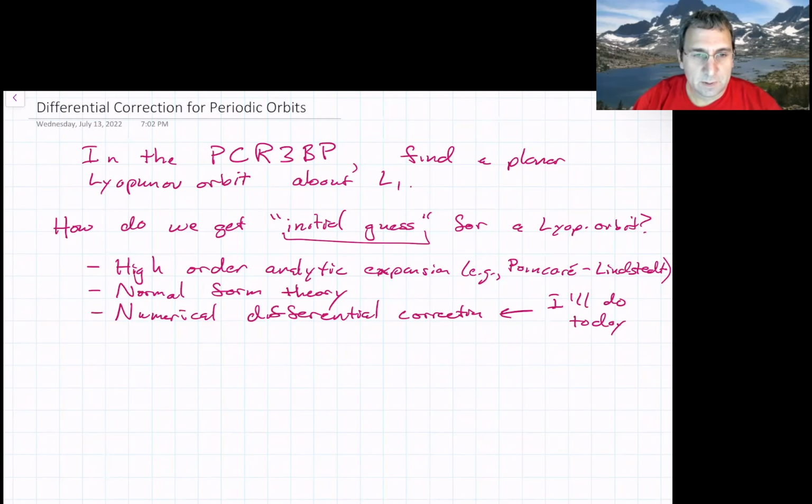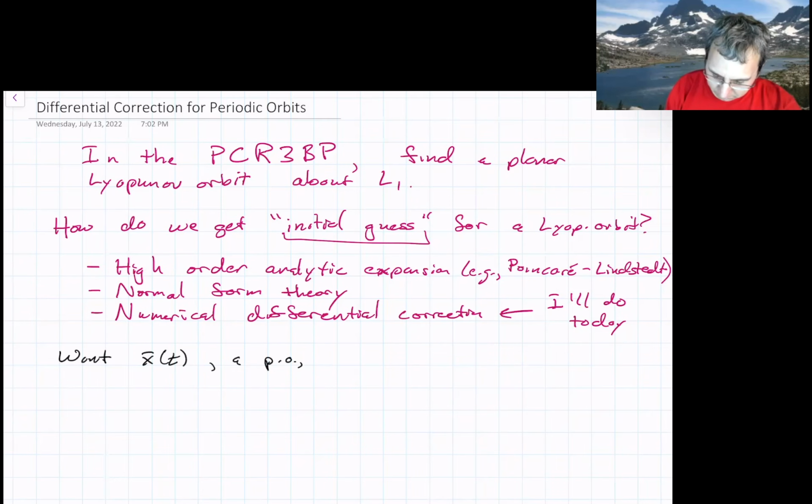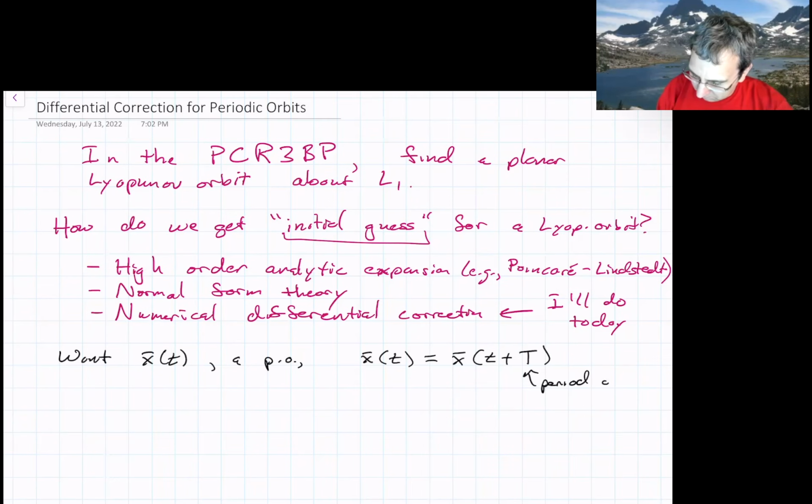All right. So the idea is we want to get a periodic orbit, and I'll call it X bar. So we want X bar periodic orbit. That means that X bar of t is X bar of t plus capital T, where this is the period of the orbit, because it's periodic.